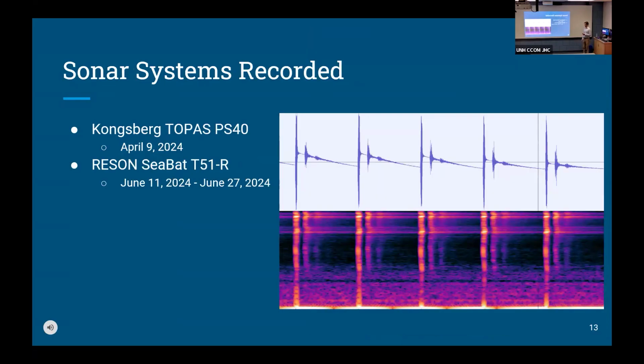The two sonar systems recorded: the Kongsberg TOPAS PS40 and the SeaBat T51-R. In just a second, you'll hear what the PS40 sounds like.